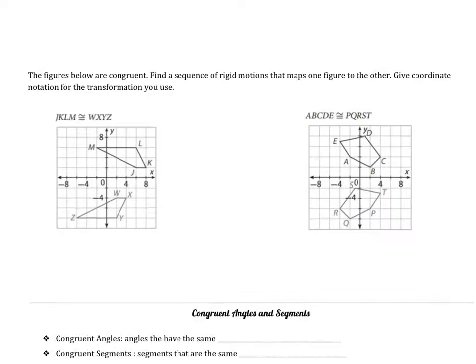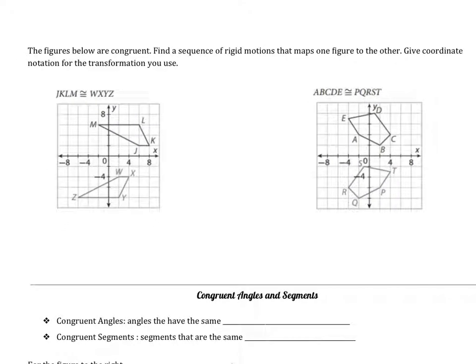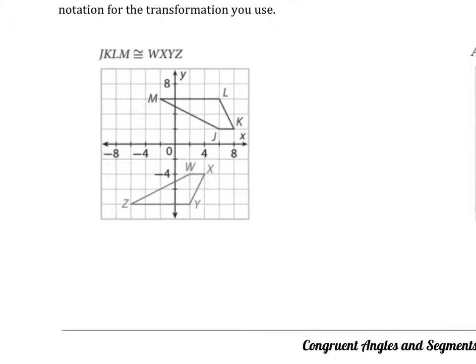Okay, so now we're going to try a few where we are told that the figures are congruent. So we have a congruent statement here. And our job is to find a sequence of rigid motions that maps one onto the other. So we're helping them prove that what they say is correct. And we're going to give the coordinate notation for the transformations we use. So let's start by comparing these two shapes.